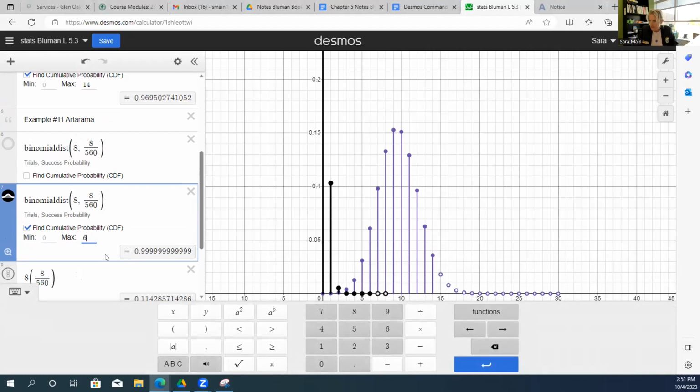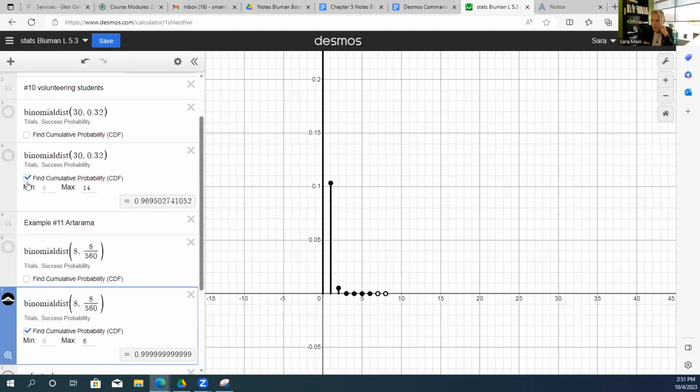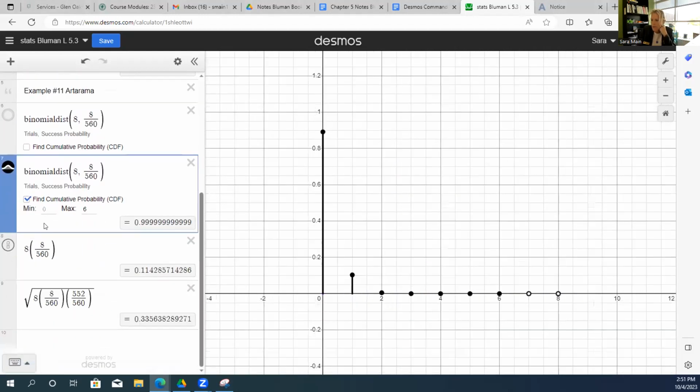I'm going to turn off my purple distribution up here too. So it's very likely that none of them, because there's 560 pages and only 8 of them are signature artists anyway. So the likelihood of 0 through 6 of them being a signature artist is 0.9999, very high, almost 1.